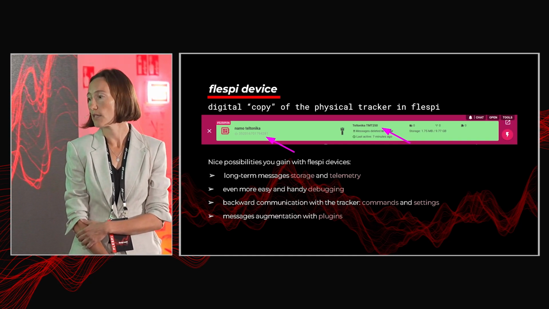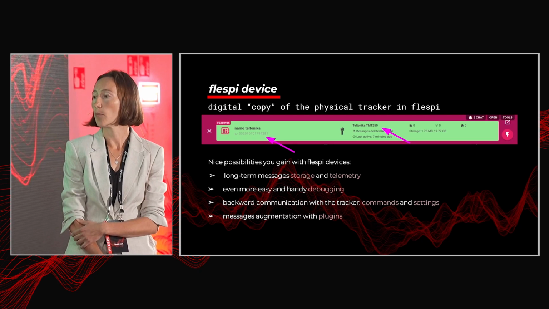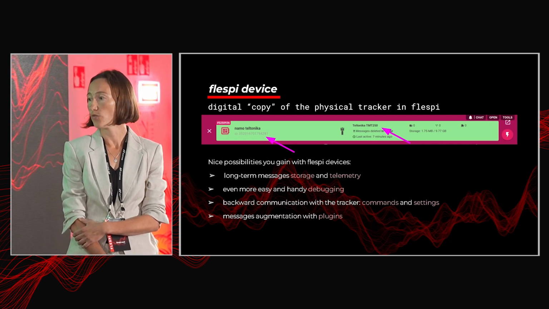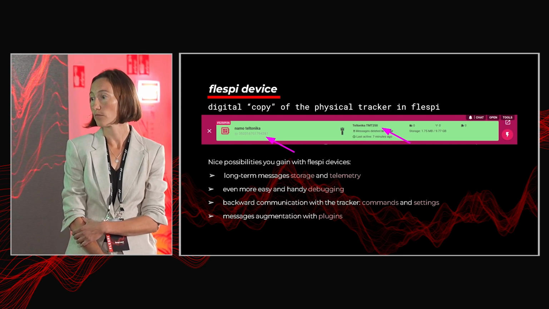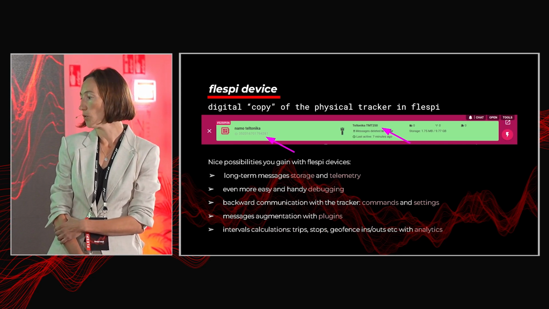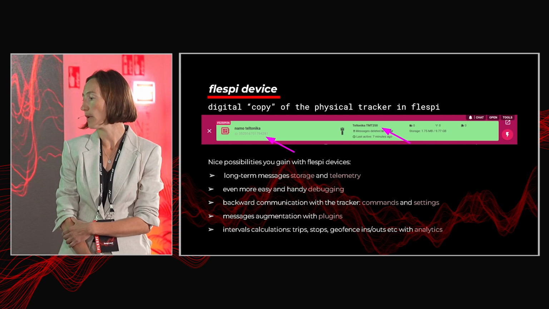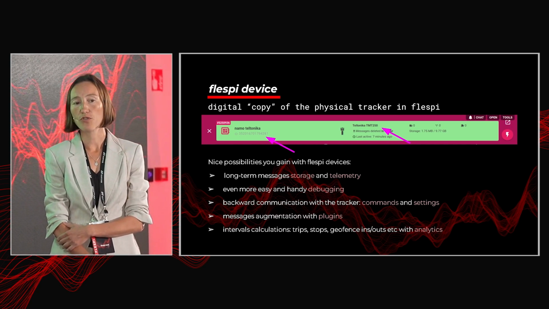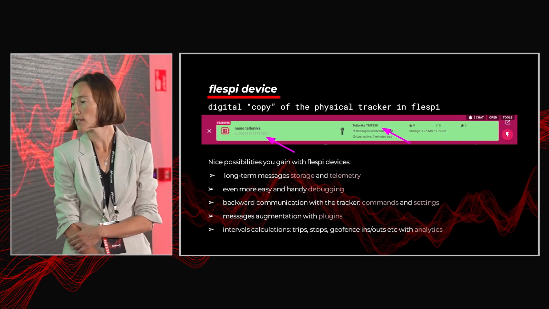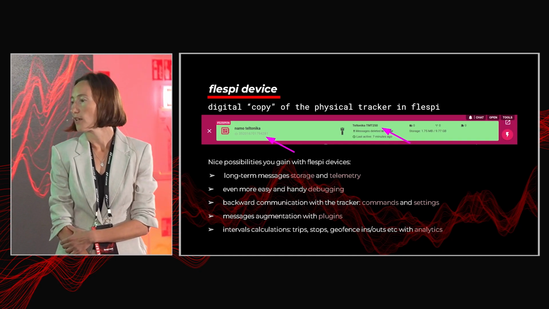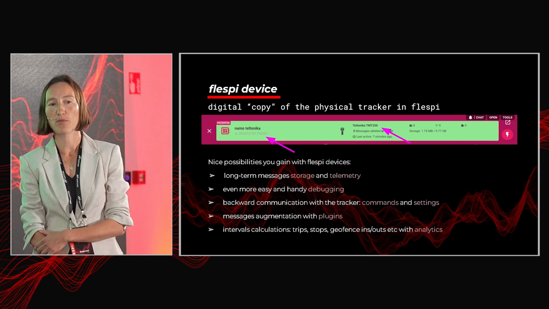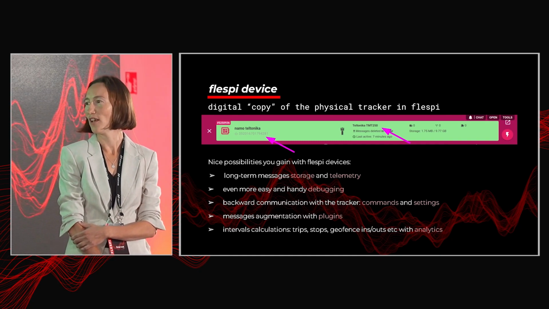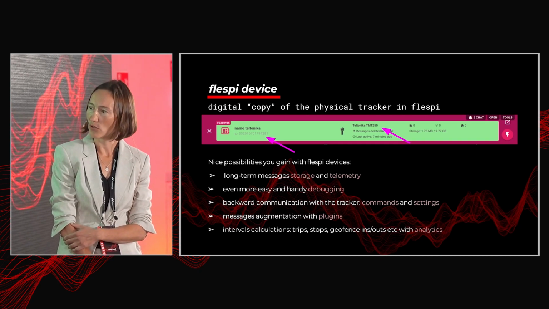With devices, you may use plugins and apply various transformations to the received messages to fine-tune them to your custom needs. And also, with devices, you may use flespi analytics and extract intervals such as trips, stops, geofence ins and outs, etc. So analytics is a very big separate topic. It will be covered later today in the dedicated session. And now let's take a look at the other points.